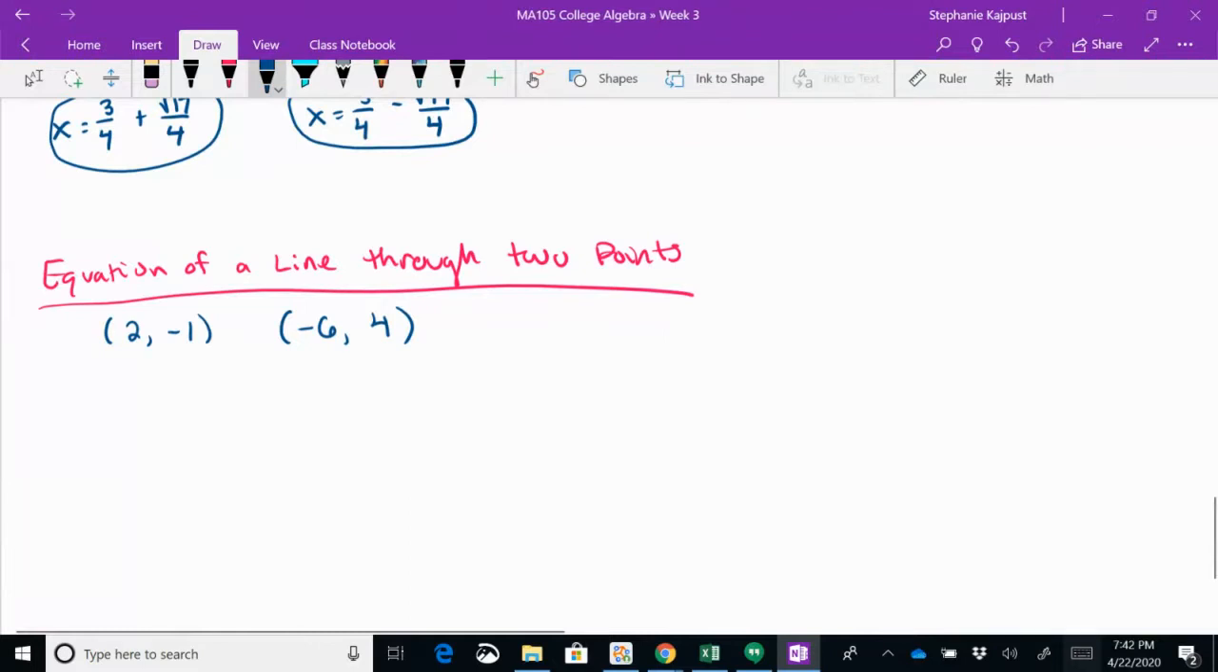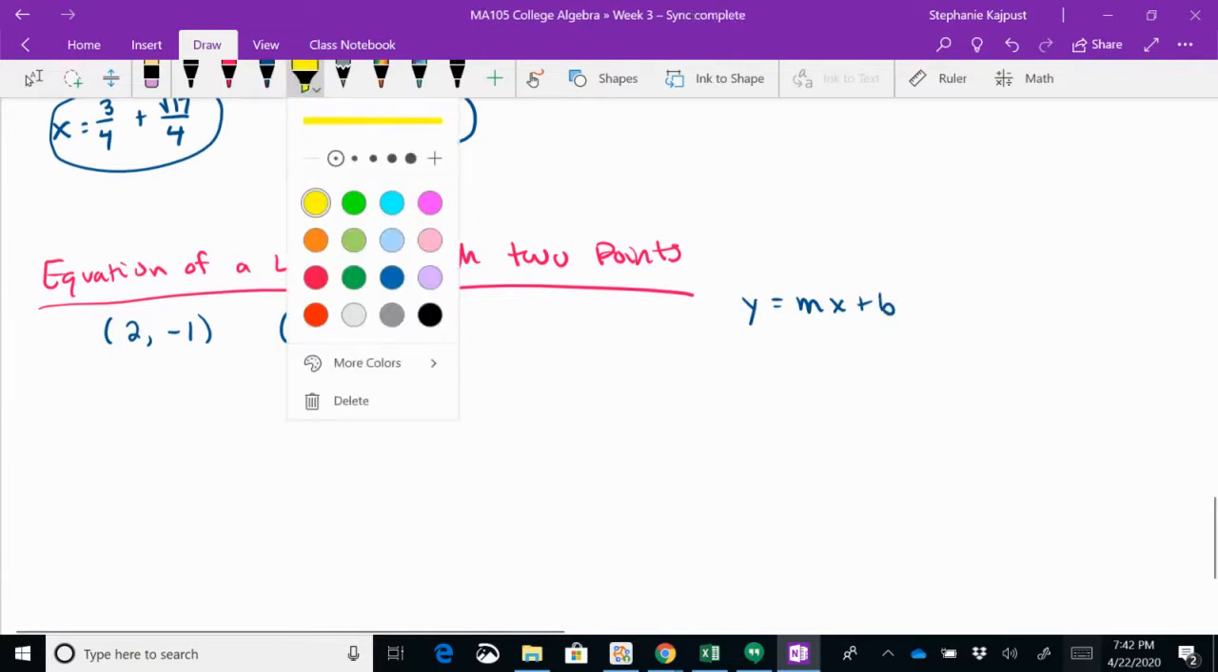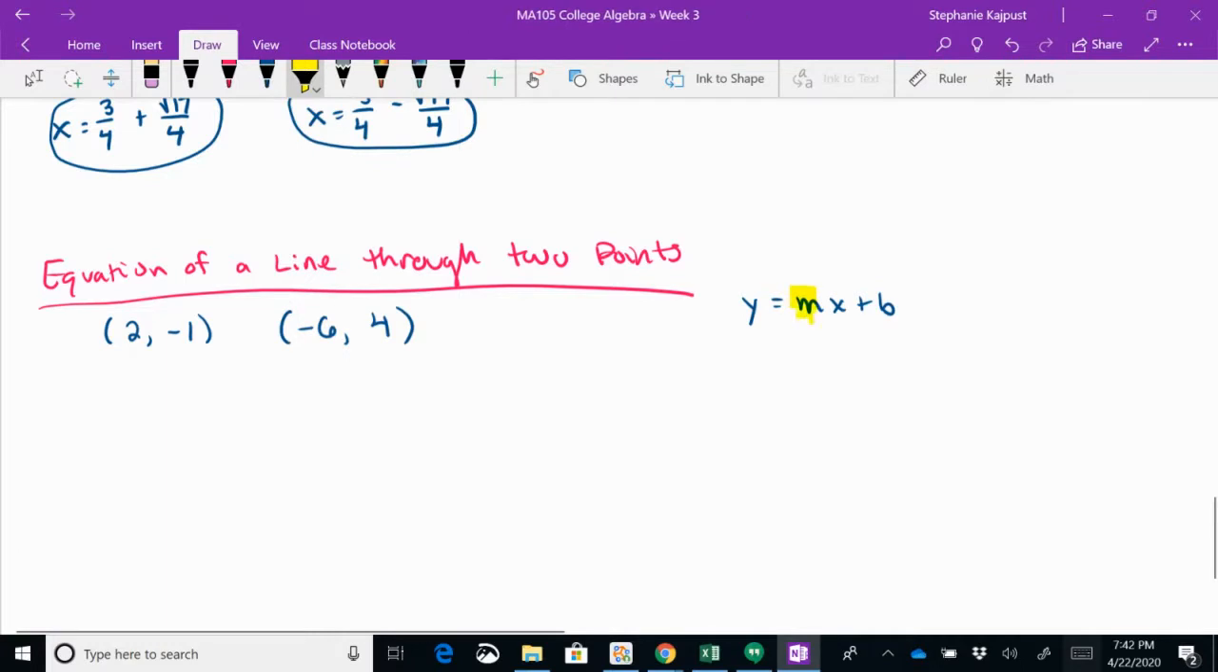So our equation for a line, generally we have it in mx plus b format. But in order to use that, you need to know the slope, which is m, and then the y-intercept, which is b. Most of the time we don't know the y-intercept, so we use point slope form, which is y minus y1 equals m times x minus x1. So you still need to figure out the slope, but then all you need is one of your points, and you can plug that in, and then you get your equation.